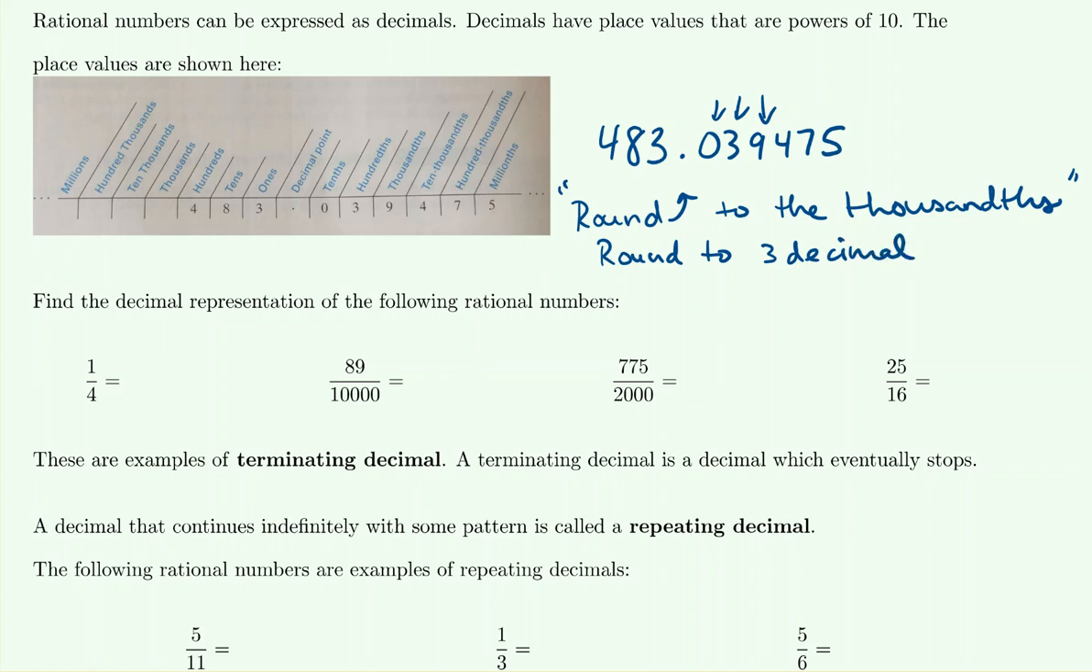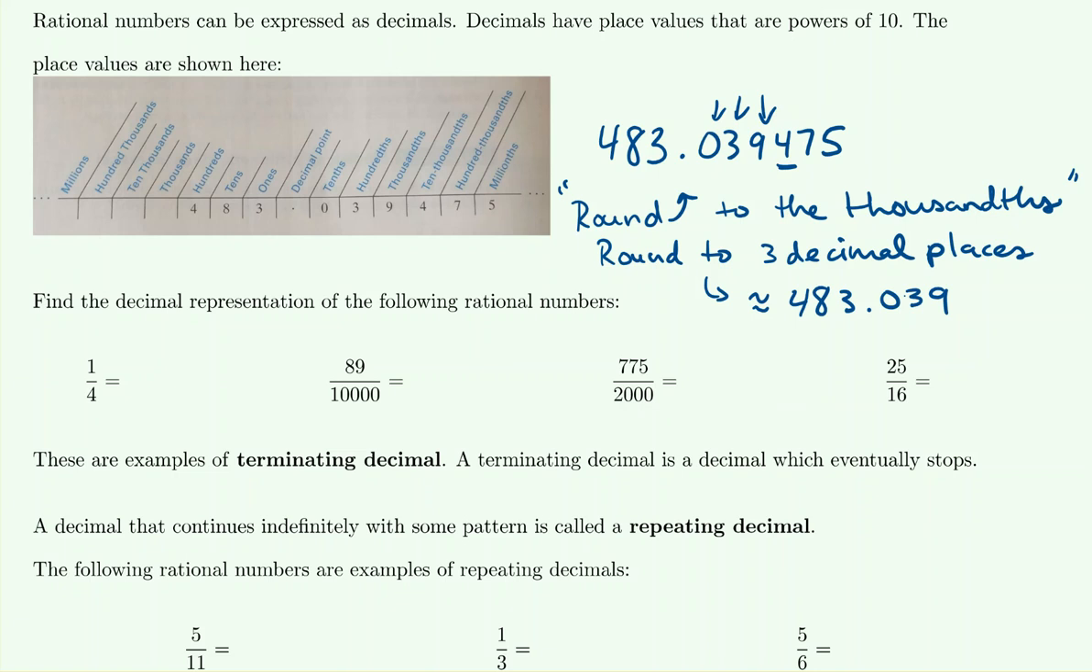And the way that we would think about rounding is you would look at the digit to the right of the place that you want to round to. If it's 5 or greater, round up. If it's less than 5, stay the same. This is 4, less than 5, so it would stay the same. So rounding this to 3 decimal places, or to the thousandths place, would be 483.039.